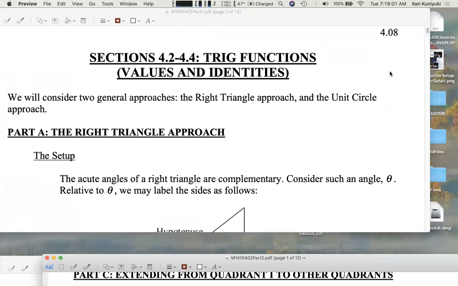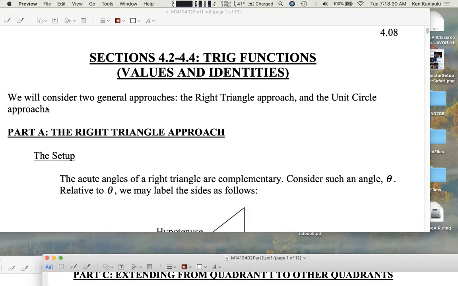These are basic trig functions, six basic trig functions. I hope you know them well from Math 104. Now, these were sections 4.2, 4.3, and 4.4 in the old Larson textbooks. I just sort of blended all those sections together. We're going to talk about trig functions, their values, and related identities. So a lot to do in these three bulk sections.